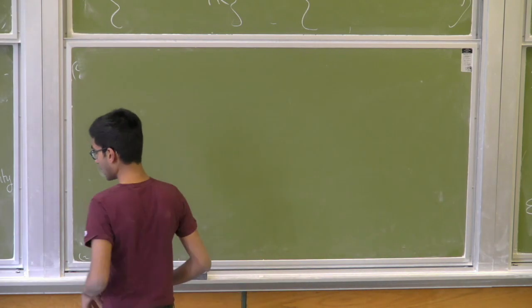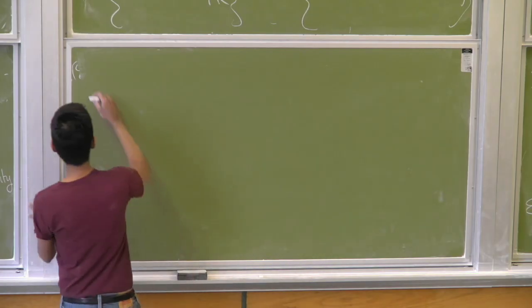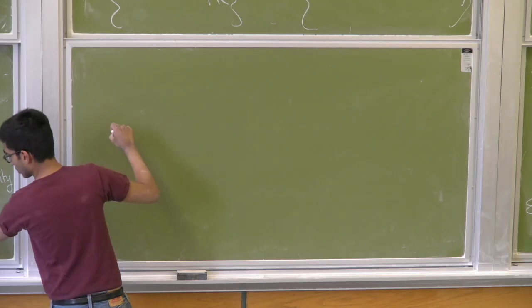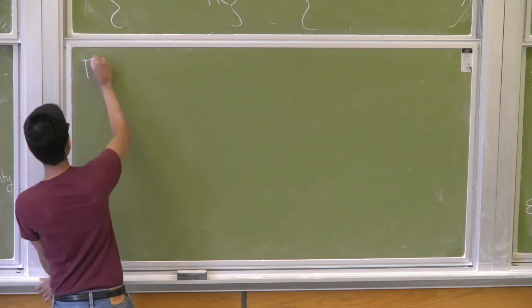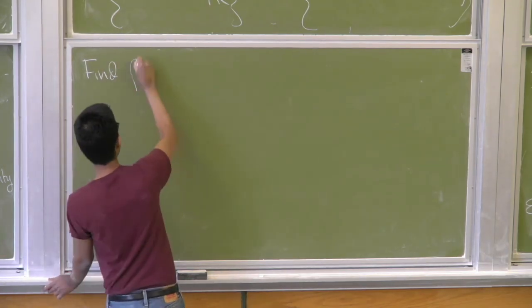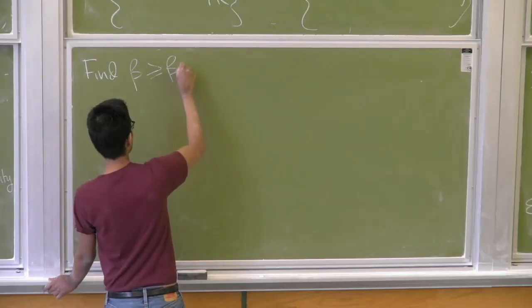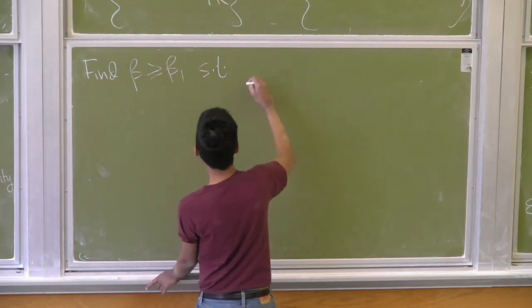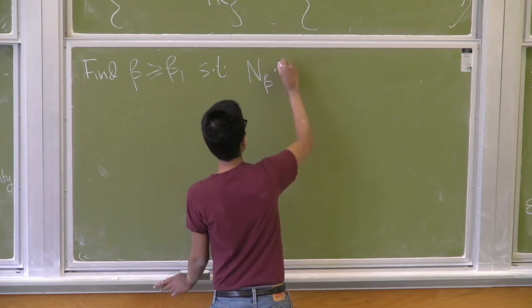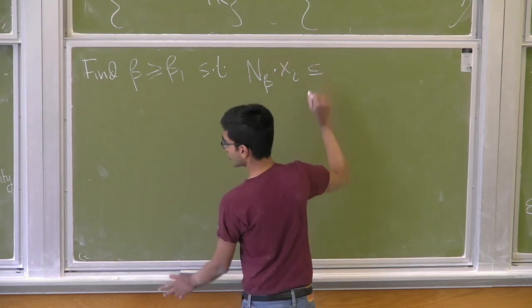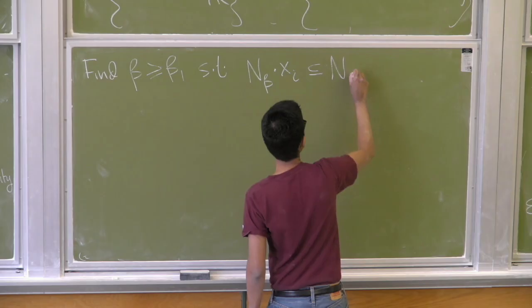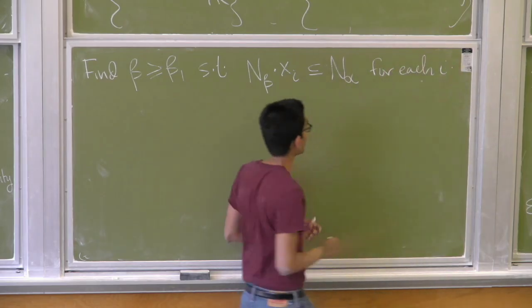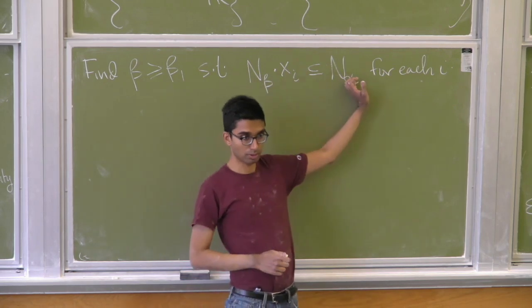So we can do this, but this implies, right. So now we can find a beta which is greater than or equal to beta 1, such that, let's see, N sub beta times x sub i is contained in N sub alpha. This is again by continuity of multiplication.